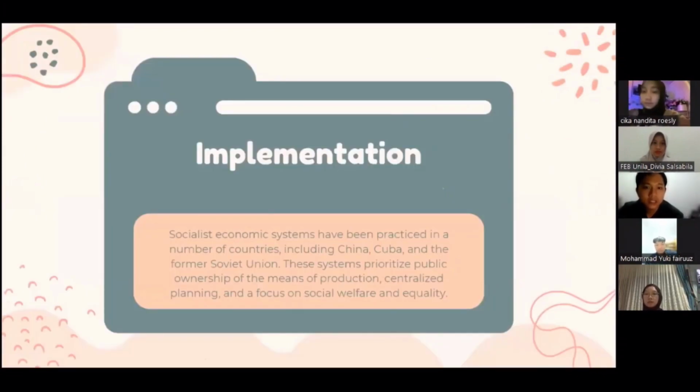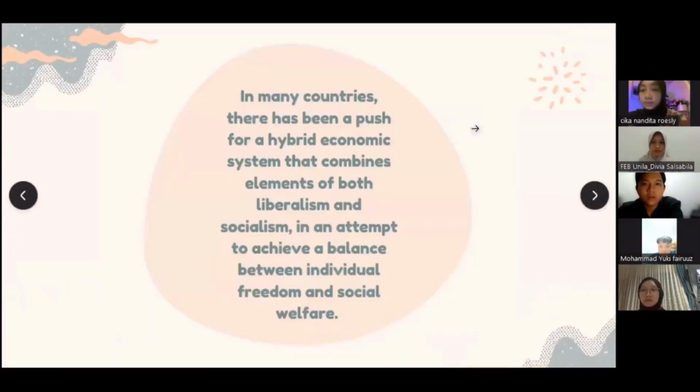And the last is implementation. Socialist economic systems have been practiced in a number of countries, including China, Cuba, and the former Soviet Union. This system prioritizes public ownership of the means of production, centralized planning, and a focus on social welfare and equality. And the next slide will be presented by Yuki. So, in many countries, there has been a push for a hybrid economic system that combines elements of both liberalism and socialism in an attempt to achieve a balance between individual freedom and social welfare.